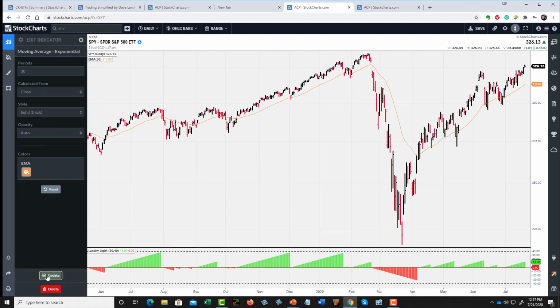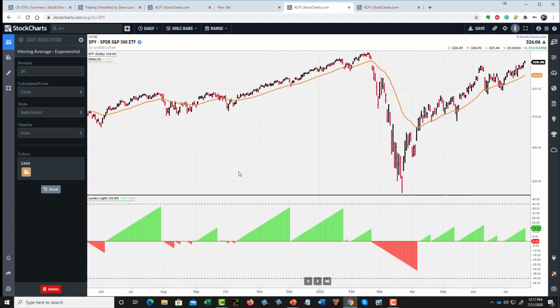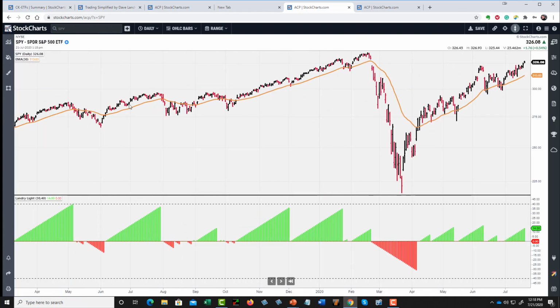Now, Landry Light is simply the lows are greater than the moving average. And that's illustrated. And again, I see things more as an illustrator than an indicator. But that's illustrated down here. So as long as this is green, you're above the 30-day EMA. Or more specifically, you have Landry Light. Again, meaning the lows are greater than the moving average. So let's talk about Landry Light pullbacks.